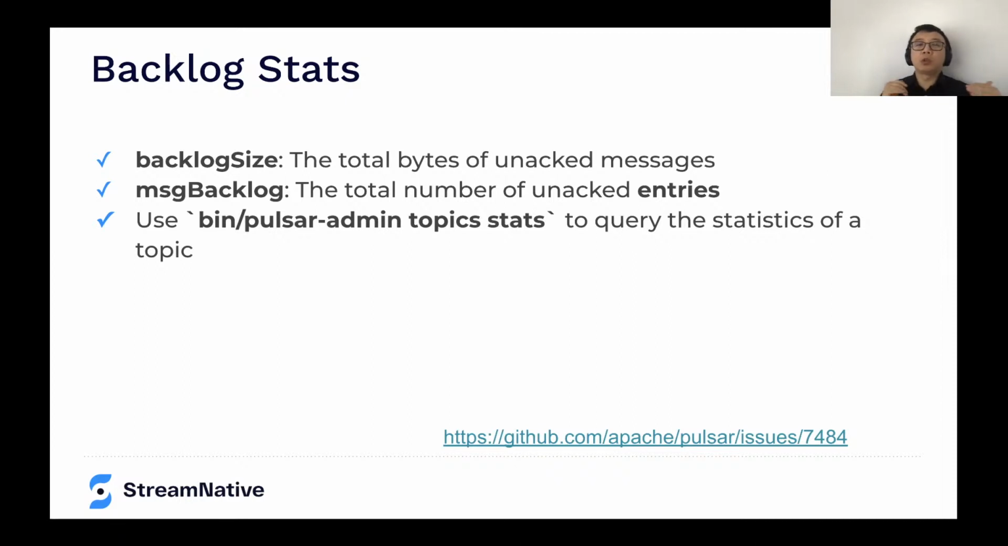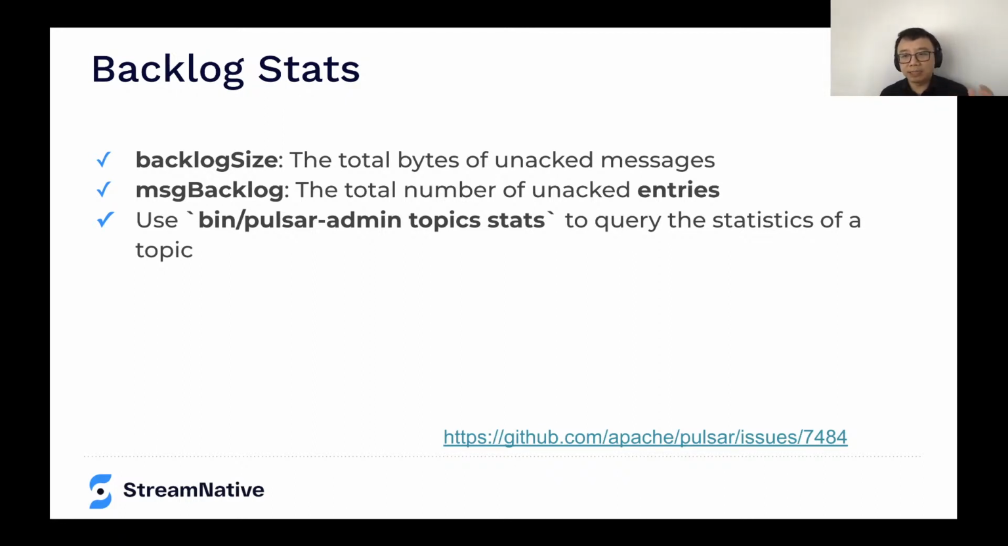Sometimes when you look into this metric, you will compare how many messages you have already published into the topic, and you're expecting to see the same amount of messages in the message backlog. But in reality you will see a much smaller value compared to the total number of messages. It's just because the message backlog is actually an entry backlog. It's the total number of unacked entries.